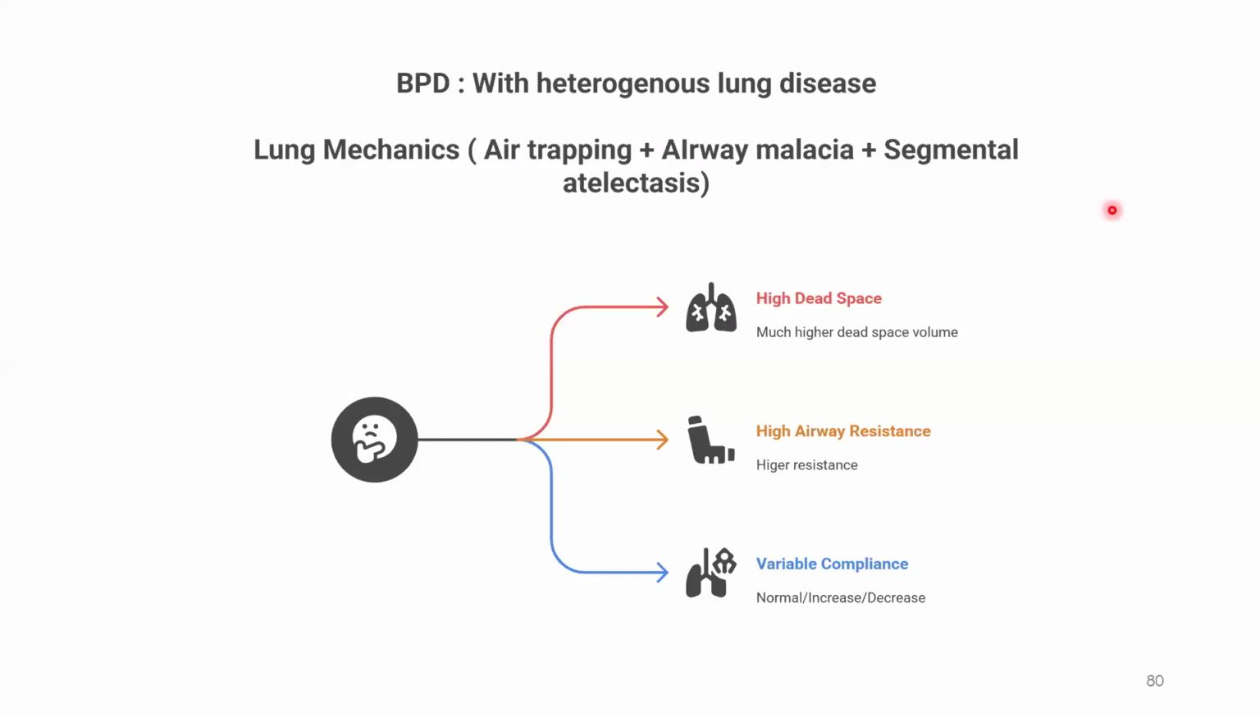So in severe BPD, basically there will be air trapping along with a major airway problem, that is airway malacia, along with segmental atelectasis. So ultimately you have higher dead space volume along with higher airway resistance, and compliance will vary. It may be normal, decreased, or increased.